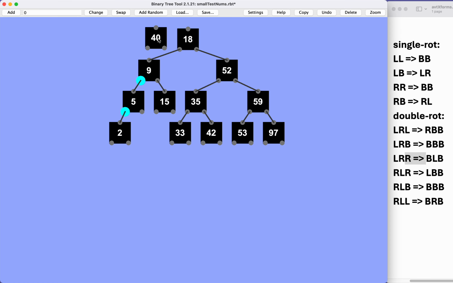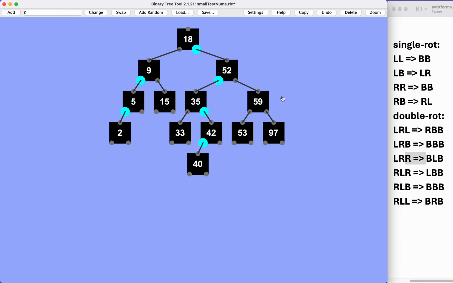And 40 ends up being the left child of the 42. 42 sees growth on its left side. Therefore, 35 sees growth on its right side. Therefore, 52 sees growth on its left side. Therefore, 18 sees growth for its right side. And this is the resulting AVL tree. Okay, so now we've done the insertions. Let's try to do some deletions.